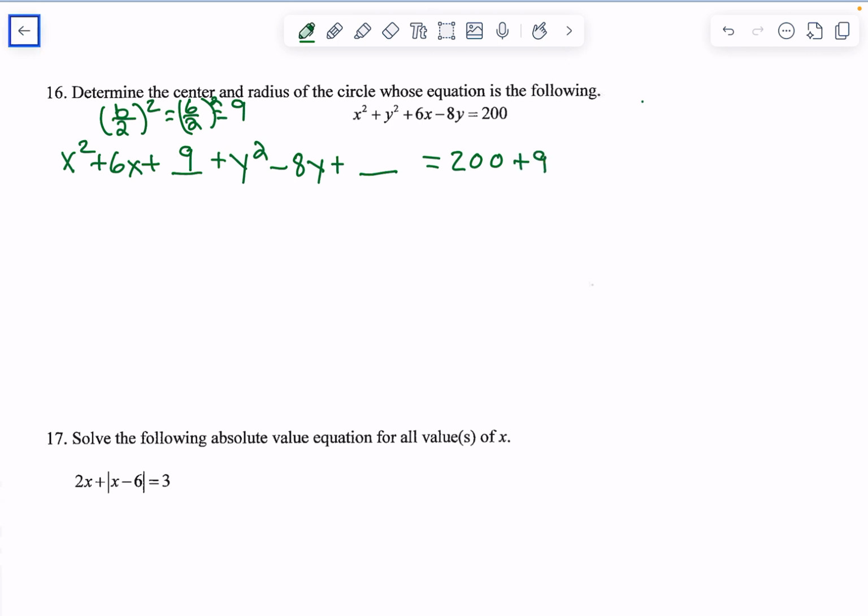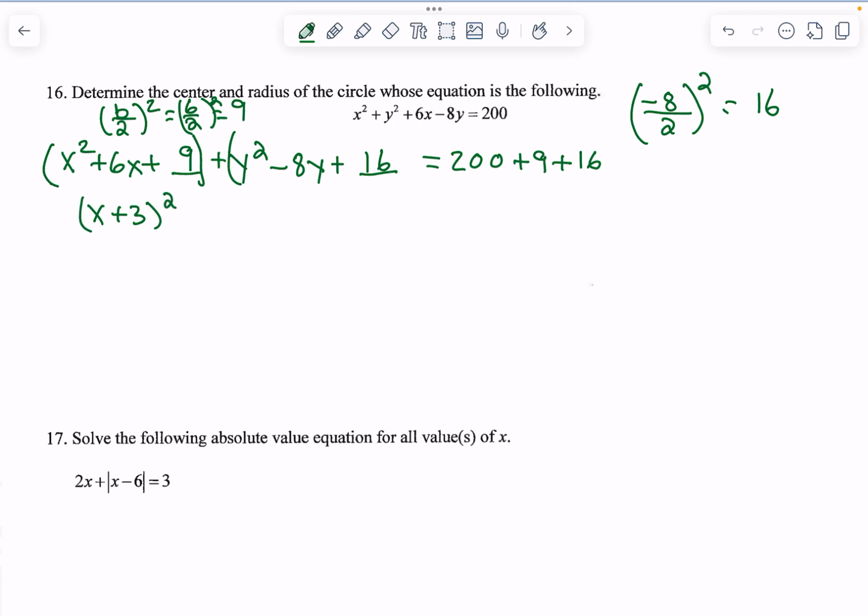Okay, the y one is negative 8 over 2 squared, which is 16, right? It's 4 squared is 16. So we're going to add 16 here. We're also going to add 16 over here. Now, these group together, and this factors to x plus 3 squared plus y minus 4 squared is equal to 9 and 16, 225. Okay, so we're not done.